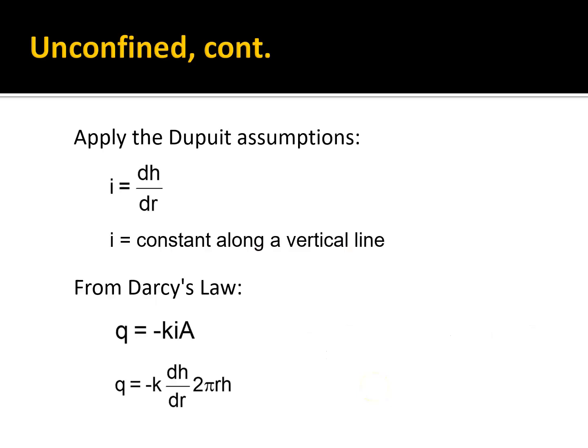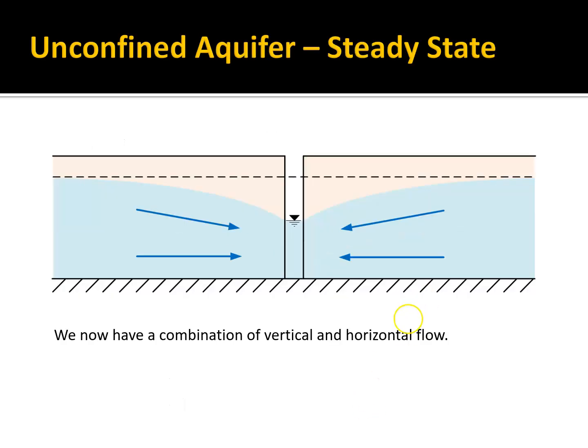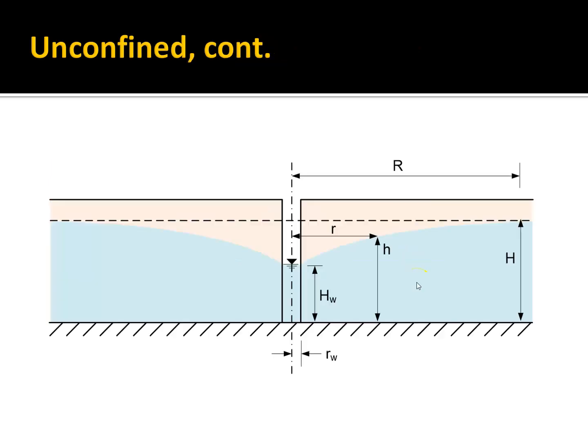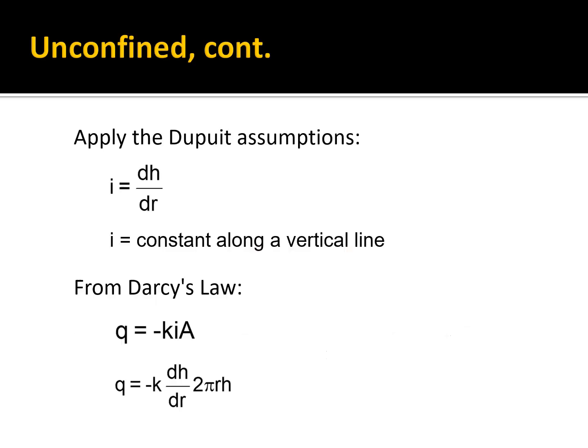So now we are going to apply the Dupuit assumptions. The hydraulic gradient is dH/dr, and I is constant along a vertical line. What that effectively means is, even though we have some downward vertical component, we assume these flow lines are horizontal. That's an approximation. The closer you get to the well, the worse that approximation is. And then going back to Darcy's law, Q is equal to minus KIA.